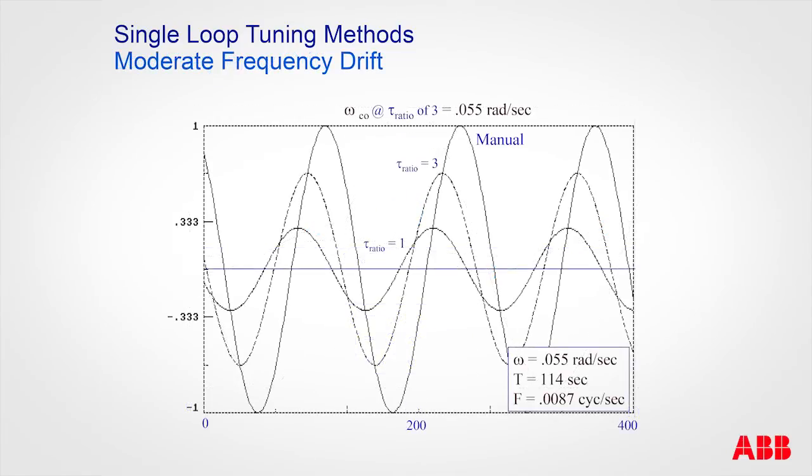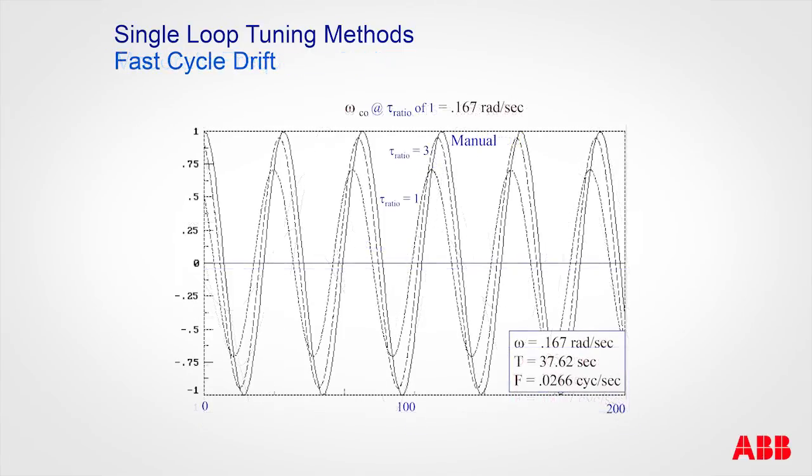Here what we did is we changed the frequency, so now we're faster. So you can see at tau ratio 1, we're still attenuating more than a tau ratio of 3. And then here we got a really fast signal, and we're now at tau ratio 1. Now, is the control failing? No, we're just following this curve.